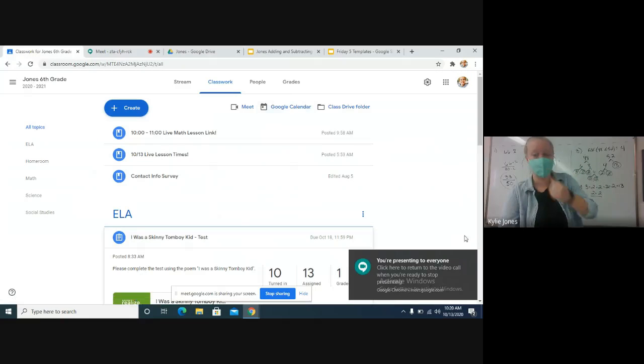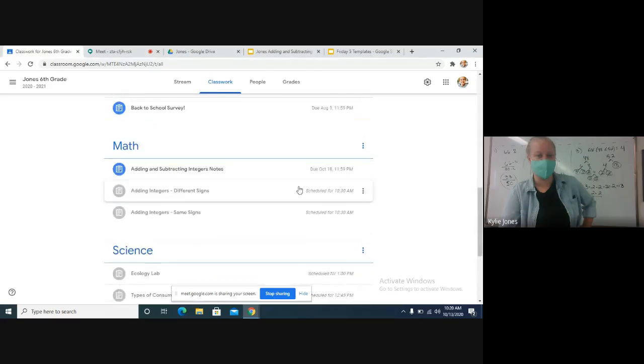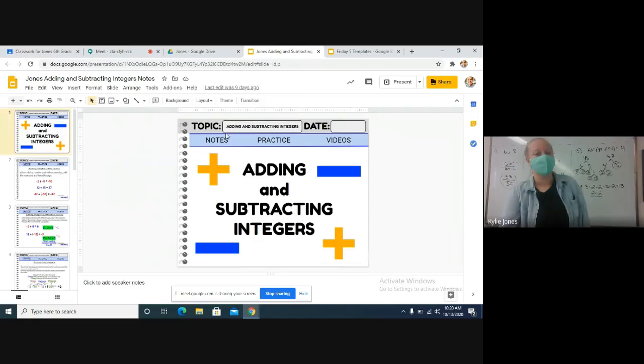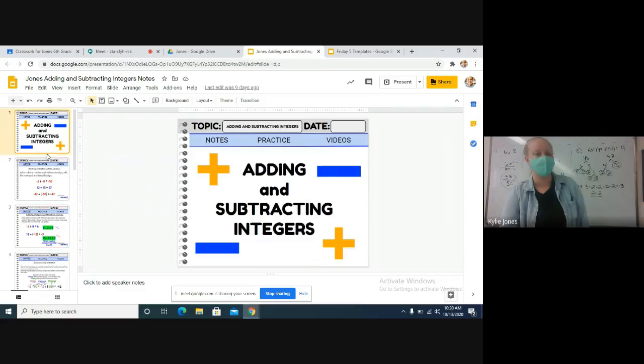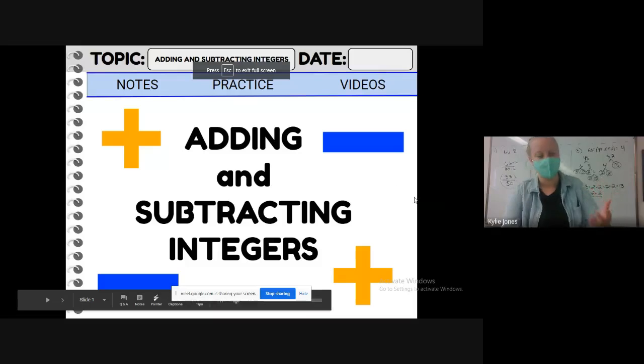For math, an assignment just posted. It's really notes though. So everybody's gonna need to go and open this under math. It's called adding and subtracting integers notes. It opens up as a Google slide. So you'll click on it and it opens up to look like this. You want to leave it in this view. We're gonna type on the thing. You guys all have your own copy. You're gonna type into it. So you don't need to do the presentation view because you can't type if you present it.